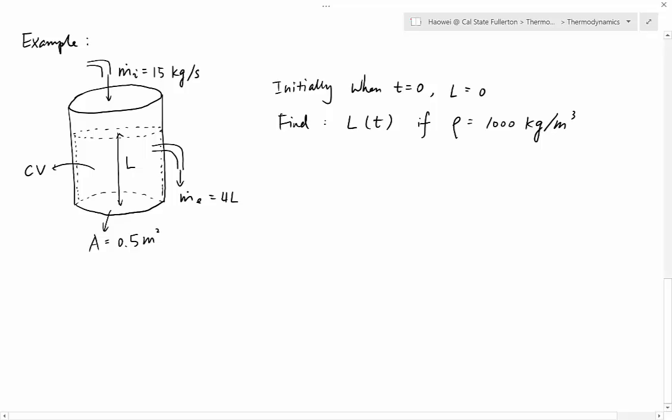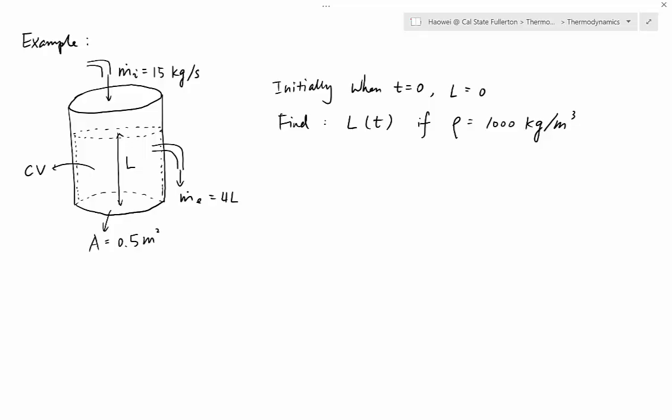Okay, so let's do one more example. Here we have a cylinder as a container, and we have an inlet. The mass flow rate is m dot I, and it's equal to 15 kilograms per second. At the same time, you have an outlet, and the mass flow rate at the outlet, m dot E, is not a constant, but 4 times L. It's a function of the height L of the liquid inside the container.